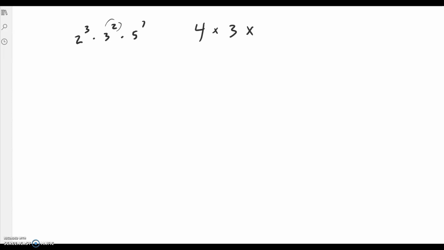How many choices do we have with the 5? Well, we can either put it in or not. It's a yes-no thing. We've got 2 different choices. And so there are 4 times 3 times 2, or 24 different numbers we can make. And listing them is a little bit tricky. Let's see what happens if we try to list them.